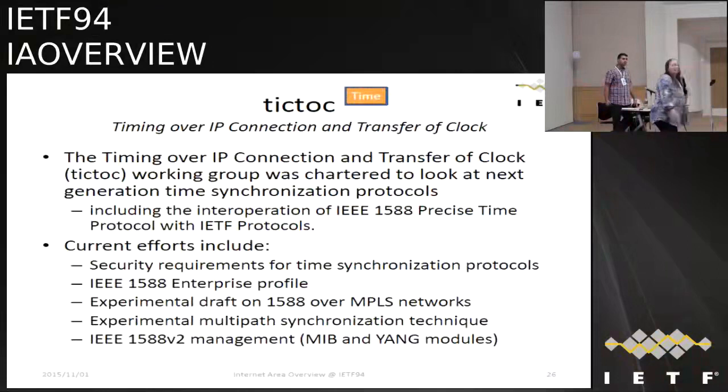So time is a little bit odd in the IETF because it's a very small community. And it's sort of a little bit of an isolated group. A lot of our key participants are people coming from other communities. They're participating in the IETF primarily for time reasons and not necessarily for the broader internet work.